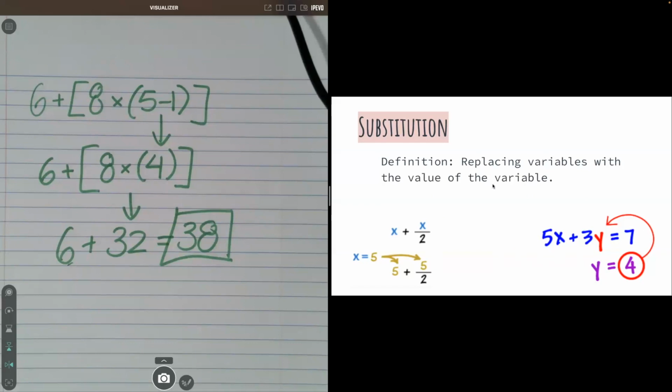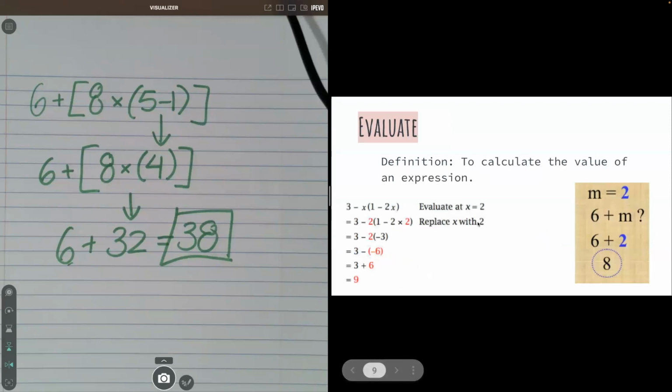Substitution, so replacing variables with the value of the variable. Substitution is the first step in evaluating any expression. First you take like 5x plus 3y equals 7, and then we find out the value of y is 4. So now you can replace that y with the number 4 because we already know its value. Same thing over here, x plus x over 2 when we don't know the value of x. Then when we find out x is equal to 5, we can replace the x's and write 5 plus 5 over 2. It's a substituted form.